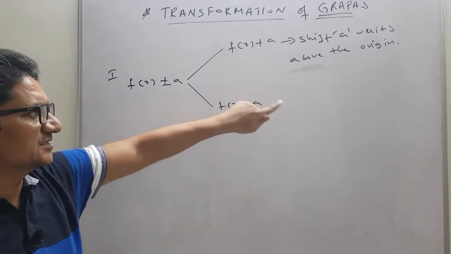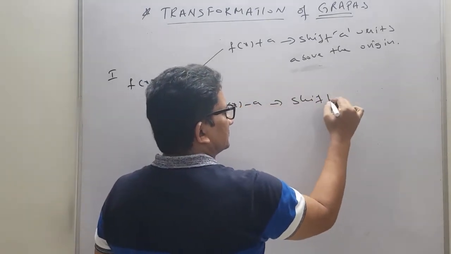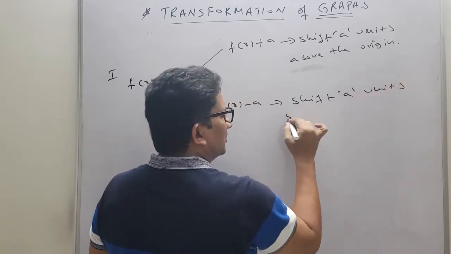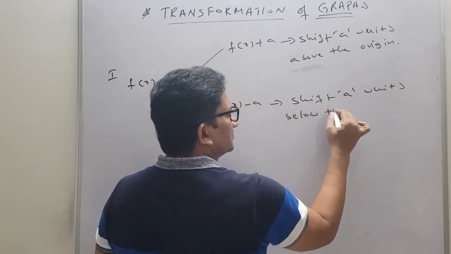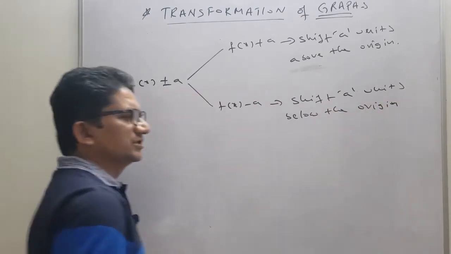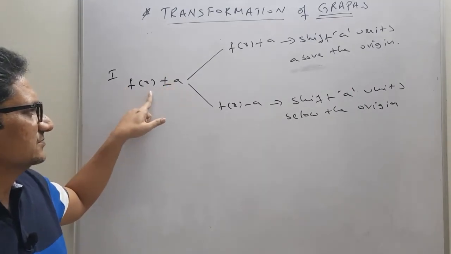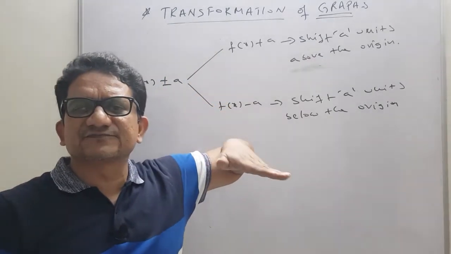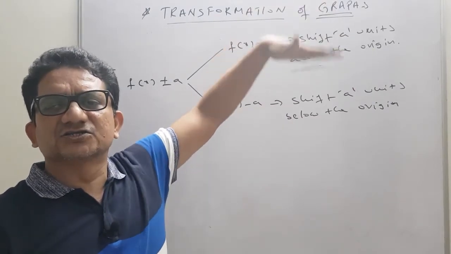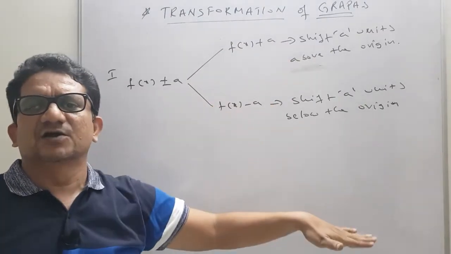Next, f of x minus a means shift a units below the origin. Two things. See, when a constant is added to a function, then just shift the graph a units above the origin, and minus a means shift a units below the origin.